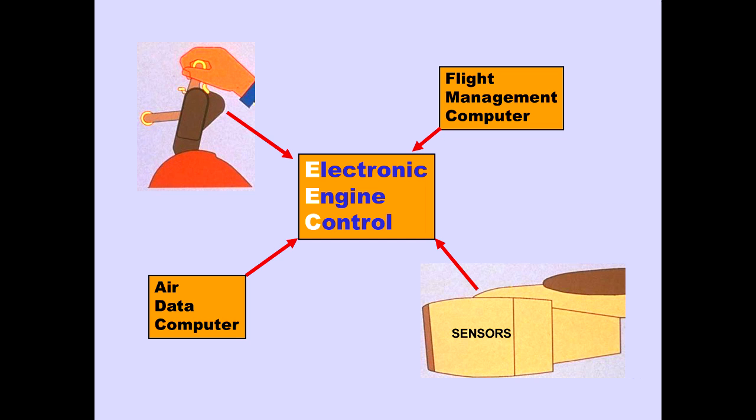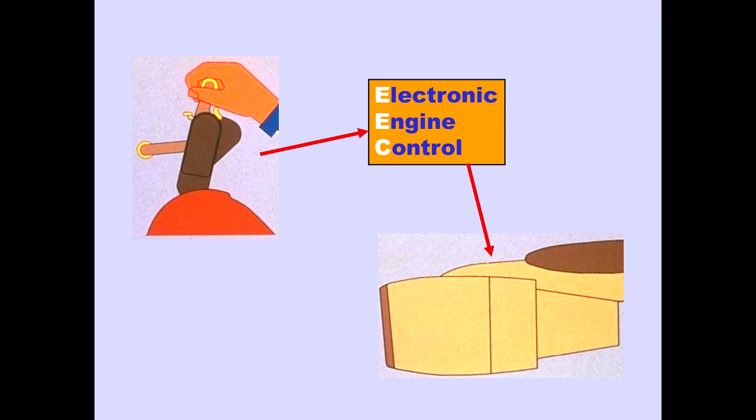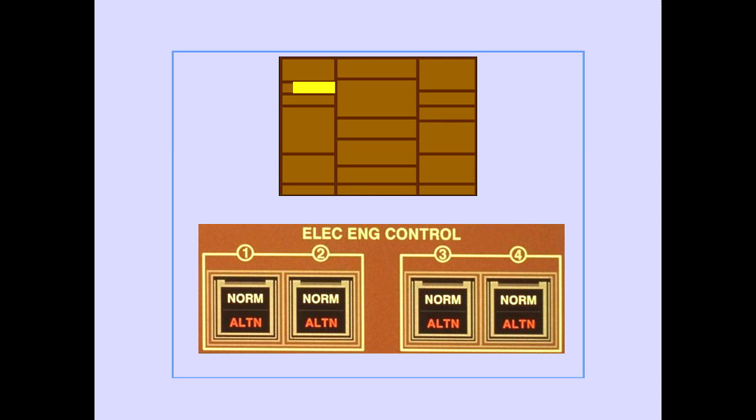The EEC receives inputs from the thrust lever, flight management computer, air data computer, and engine sensors. Thrust lever position is transmitted to the EEC electronically with no mechanical interconnection. Controls for the EECs are located on the overhead panel.